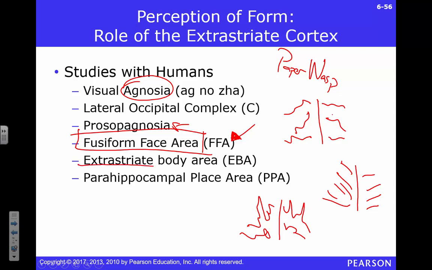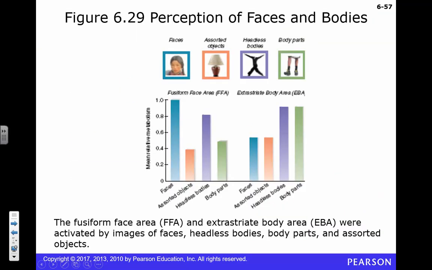Hey, you've also got this thing called the extrastriate body area. Guess what it gets excited by? Random body limbs, body parts. Just an arm floating around, a leg, a headless body. Those are fun, right? So here's a nice graph. This is your fusiform face area. Here's your extrastriate body area.